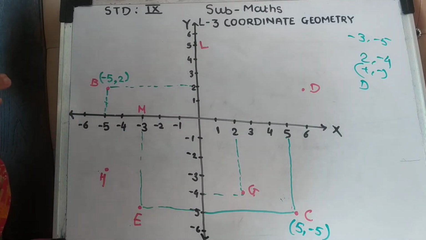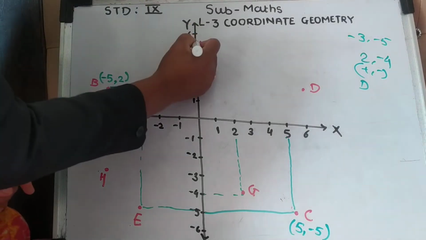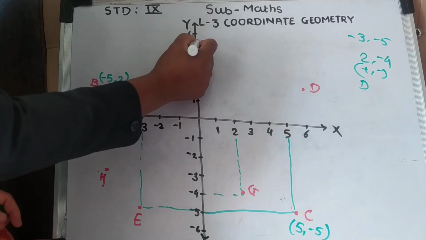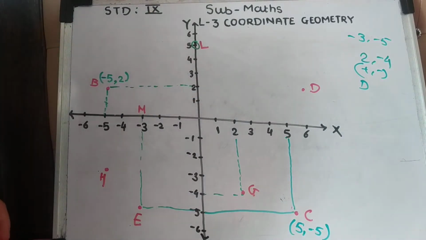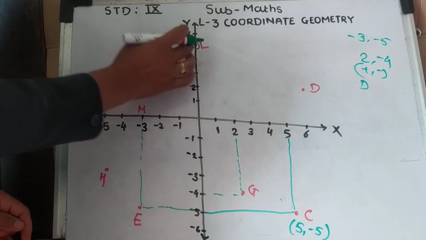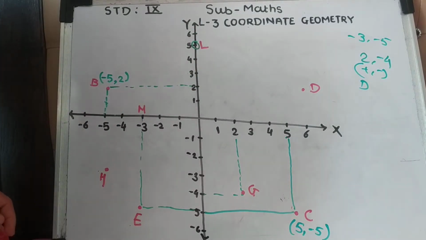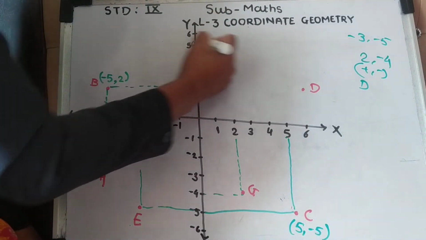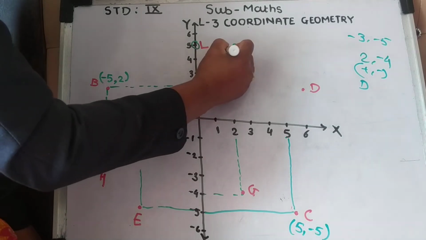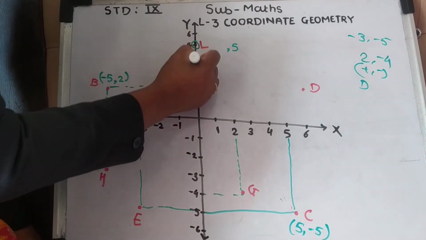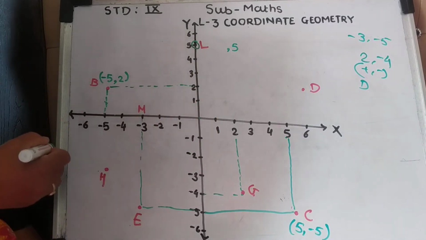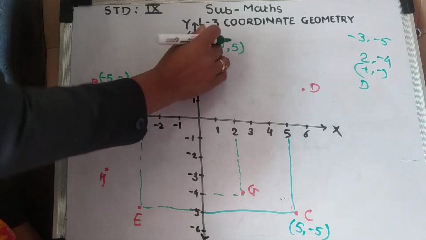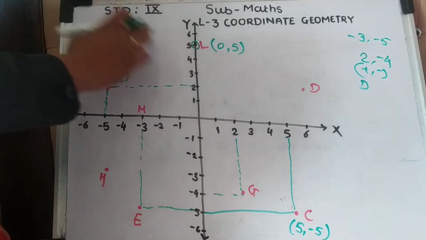The coordinates of the point L. What could the coordinates of L be? L has no line drawn from it, right? So it is simply shown on the y-axis. Whenever a point is shown simply on the axis, what will its coordinates be? The point is lying on the y-axis, so the y coordinate will be 5. What about x? It just comes downward to the origin. So the origin point is 0. So the x coordinate will be 0 and the y coordinate is 5.